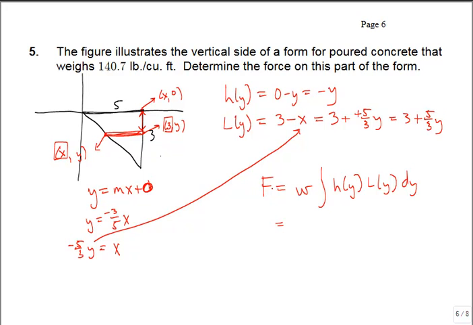For concrete, which is what we're pouring here, my weight density W is 140.7. My depth was this negative y, and my length was this 3 plus 5/3 y. What kind of bounds do I want? How low and how high does this y value range? Well, this point down here is at negative 3, and the triangle stops at a height of 0. So I need my y to range between negative 3 up to 0.